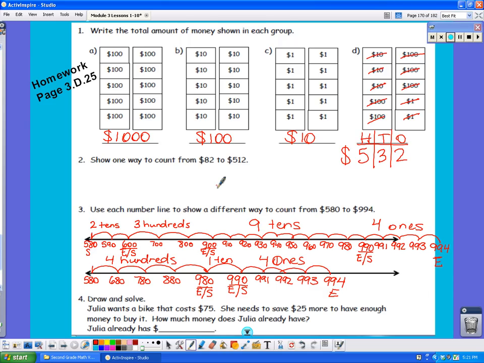These are both right ways to count. It's just whatever works best for you. You can see that the second number line took a little bit less time, but you had to be a little bit more careful with the way that you counted.